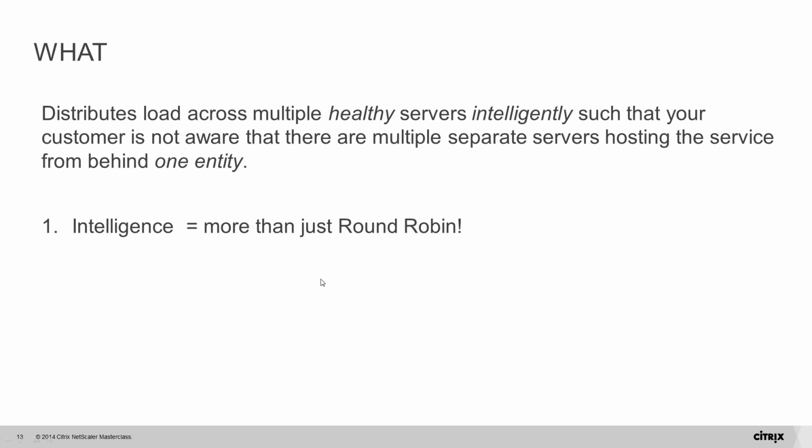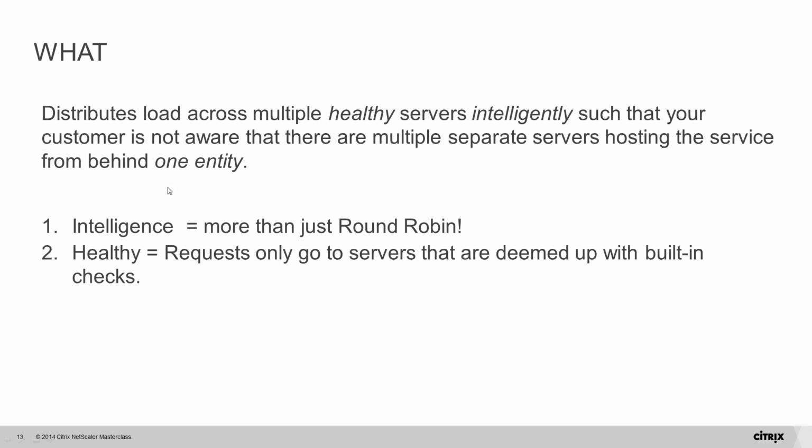So intelligence means that we have more than just round robin. I can look at, for example, least connections, so the backend server with the least number of connections. I can look at the backend server that has the fastest response time, so send it to the fastest one. There's a whole variety of different algorithms that we have available for you to choose for load balancing, and that's something that an application delivery controller will have, but a basic load balancer won't really have the same sophisticated load balancing algorithms.